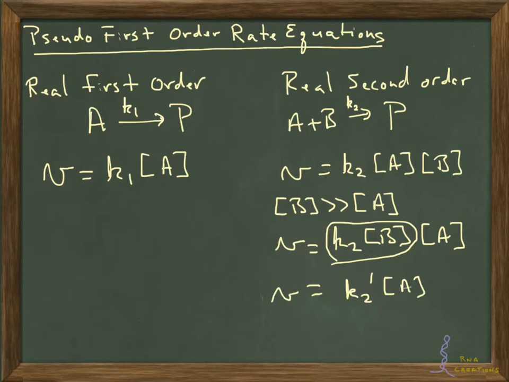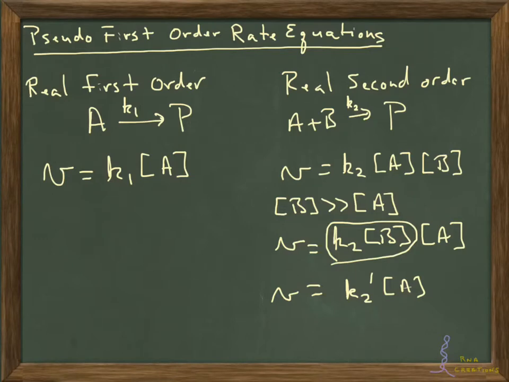I'll call it K2 prime. And it acts like a constant, but it's not really constant. So it's pseudo constant. If I change the concentration of B, then I change K2 prime. And so it's not really a constant. K2 is a real constant. If I change the concentration of B, the value of K2 doesn't change. So that's why it's called a pseudo constant.